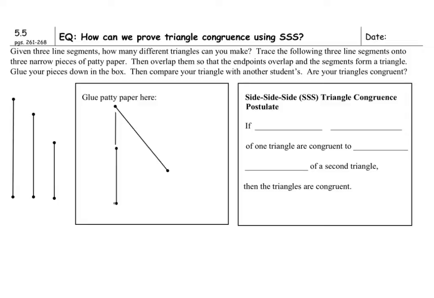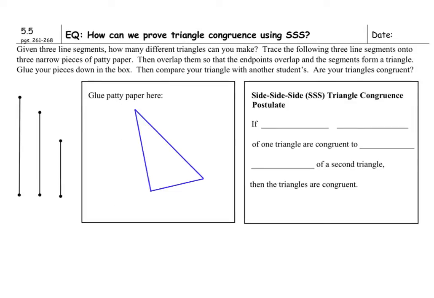So let me work on that here. So I finally got my endpoints to match up to make a triangle. So we have three different sides that are all different lengths. So if three sides of one triangle are congruent to three sides of a second triangle, then the triangles are congruent.